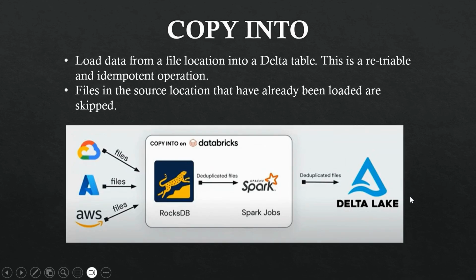We can achieve that by using the RocksDB that is provided by Databricks. This RocksDB is a Databricks inbuilt database which helps in deduplicating the files which are already ingested, and it only ingests the files which are not yet ingested into your Delta Lake tables. The use case for this is therefore one-time bulk ingestion and files in the order of thousands, and it can also be scheduled.